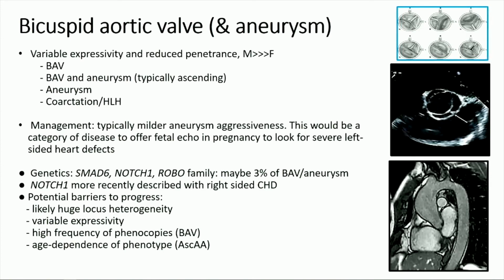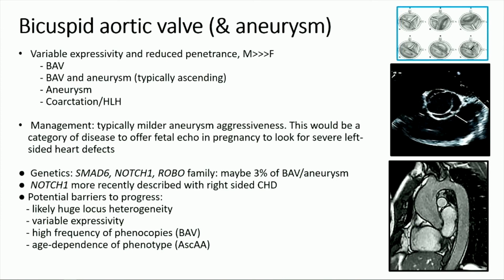So finally, we have bicuspid aortic valve and aneurysm. We know that individuals in families with this condition can present variably. So in some individuals, you can see bicuspid aortic valve. In some individuals, you see the BAV and aneurysm. Some individuals, you see aneurysm. And in some individuals, you can see severe left-sided heart defects like hypoplastic left heart or coarctation. This is usually a milder presentation in terms of aggressiveness.